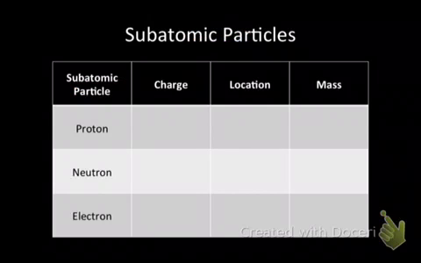So taking all that information, let's put it into a quick table. We know the charge of a proton is +1. Each proton is going to increase the charge of the atom by 1. The charge of a neutron is 0. More neutrons, not going to change our overall charge. The charge of the electron is -1.